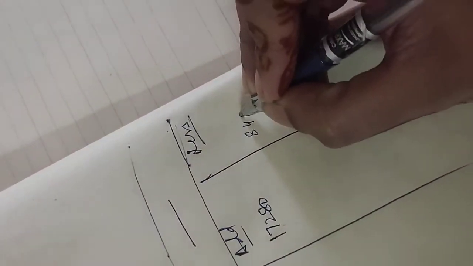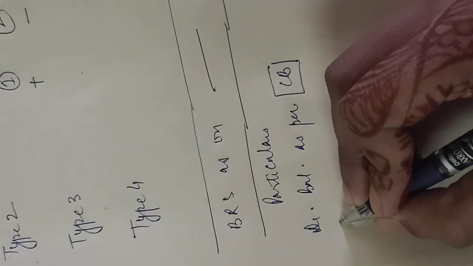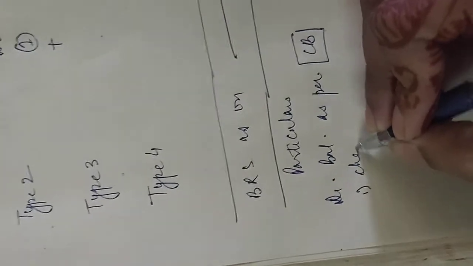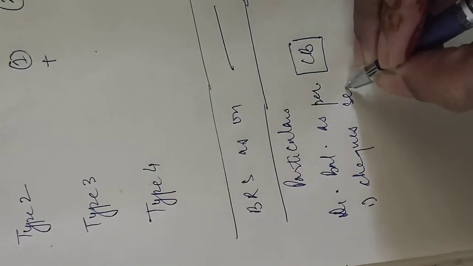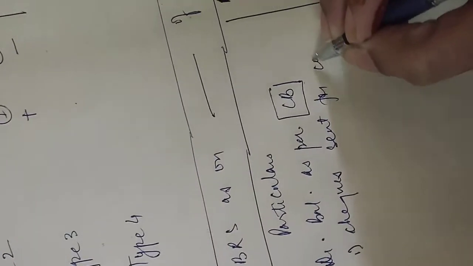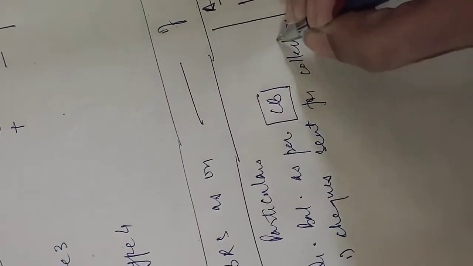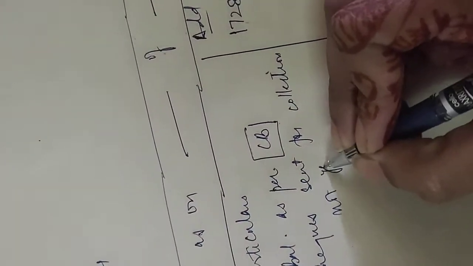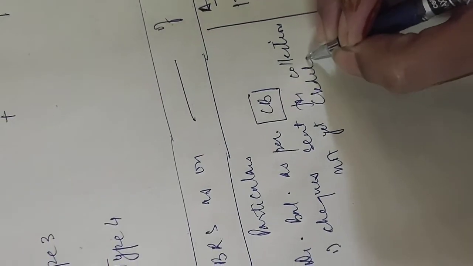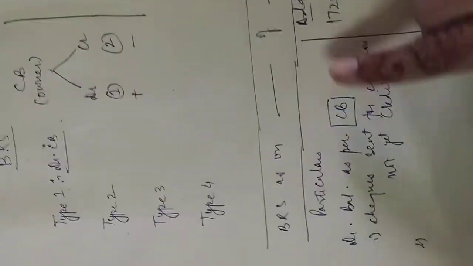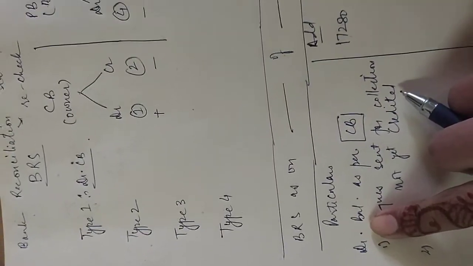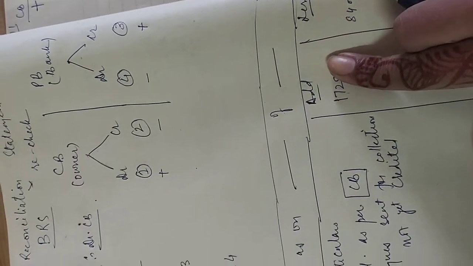I will just write 8400 on the less, and here I will write the first entry, that is checks sent for collection not credited yet, right? I told you, you just have to see that if the question is of cash book, you have to see the sign of whatever is happening in passbook, and the first entry has to be seen. If it is a debit balance of cash book, it has to be started from the positive side.